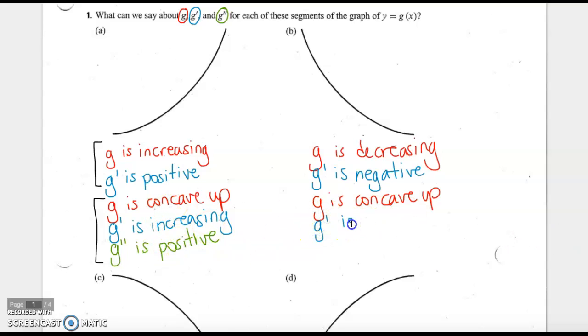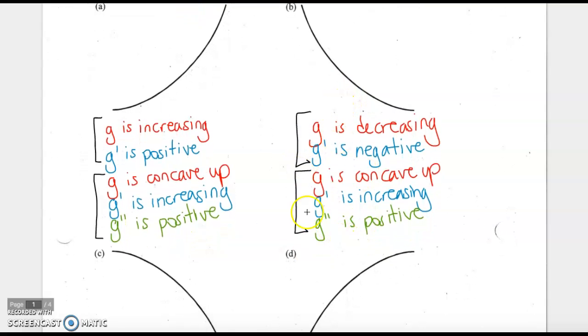So G prime is increasing, and then G double prime is positive. Lovely, right? So these are the conclusions that we need to come to. I should be able to say, hey, I know that G prime is increasing. What else do I know? And then straight from there, you could tell me, oh, well, G is concave up. G double prime is positive. Understanding the why behind it is helpful, as well as just working with it a lot will encode it into your brain.